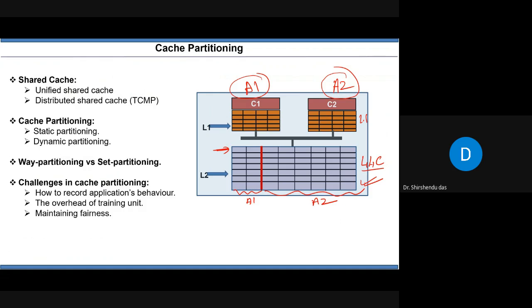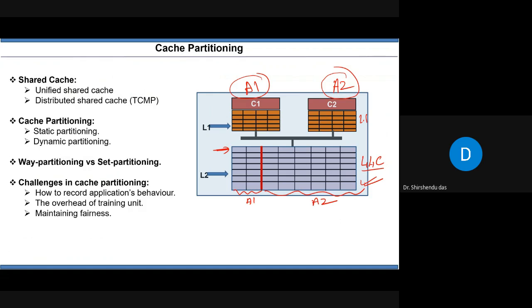So in that case, if A2 needs more space, A2 is getting more space. Even if A1 is a scanning application, or an attacker has designed a scanning application, that application cannot degrade the performance of the complete cache because it cannot place its data outside this partition. Okay, so that is called cache partition.